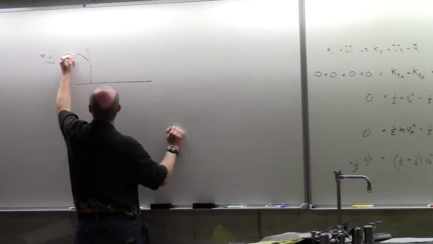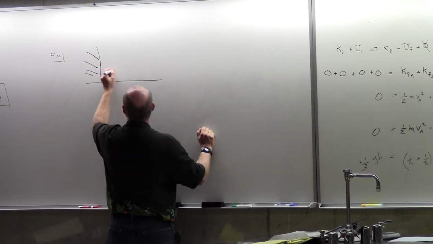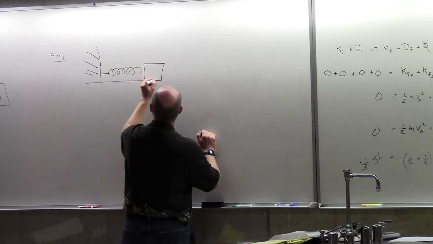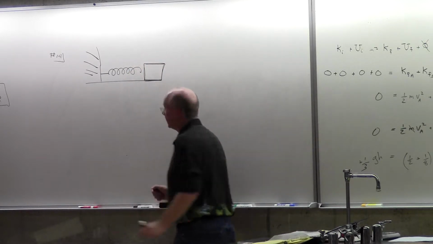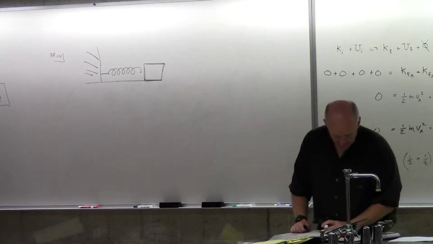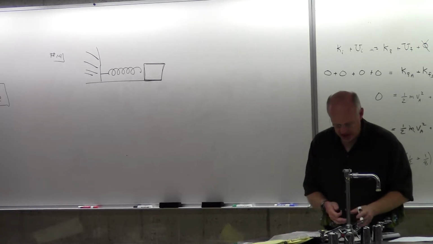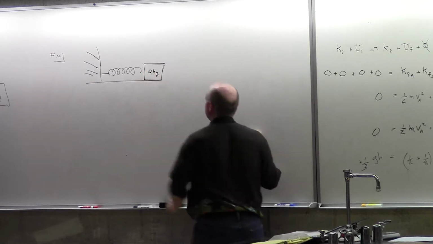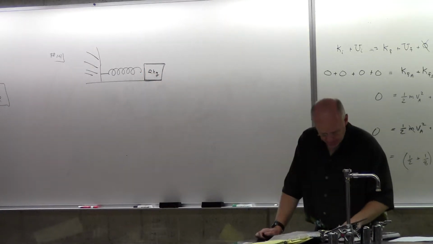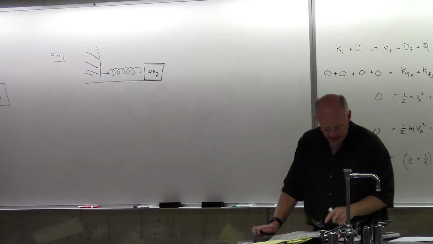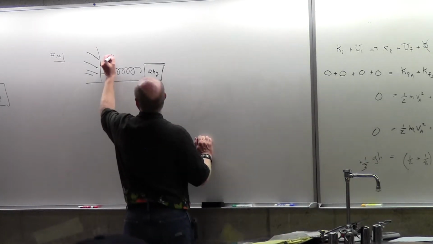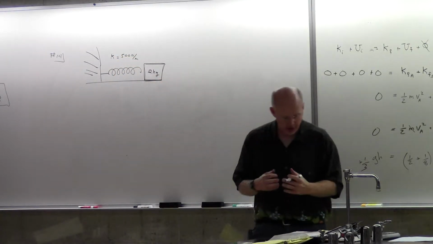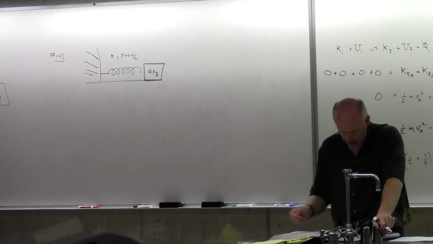There's a wall, and then there's a spring, and then there's a big block. Okay, something like this. And so putting our numbers into that picture, it says a 2 kilogram block. All right, so we've got 2 kilograms here, is attached to a spring with a spring constant of 500 newtons per meter. So there's our spring with our spring constant.